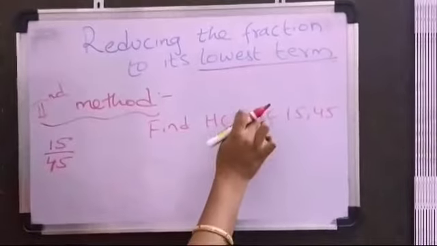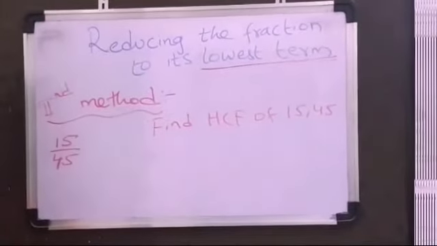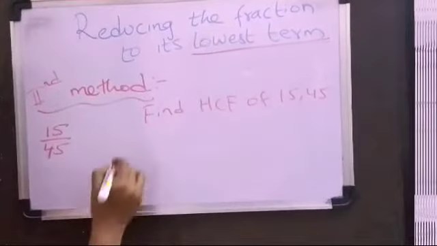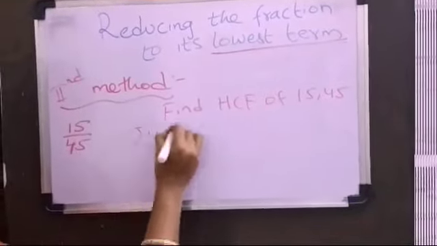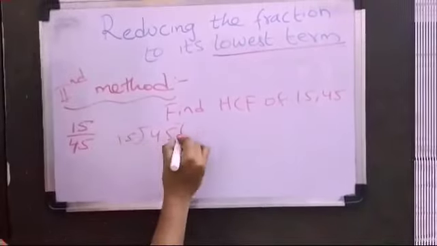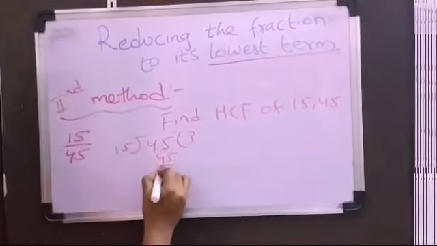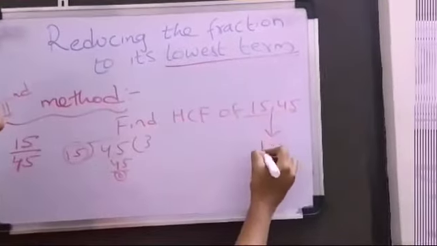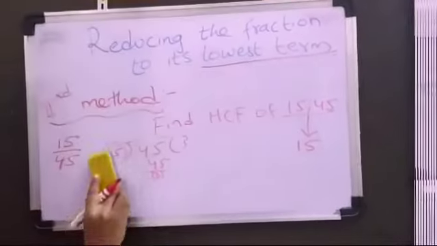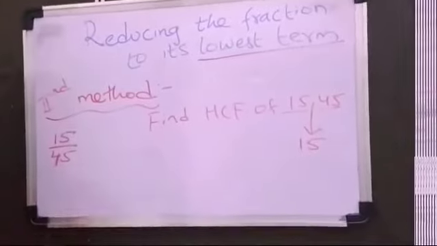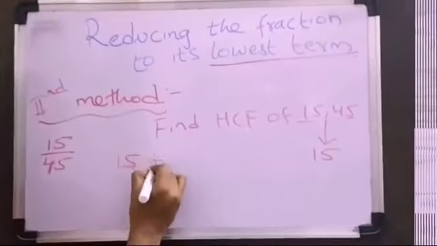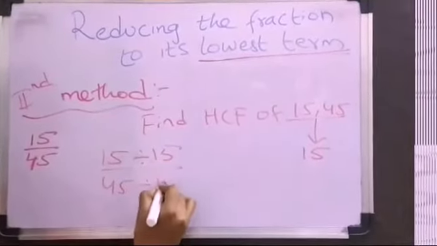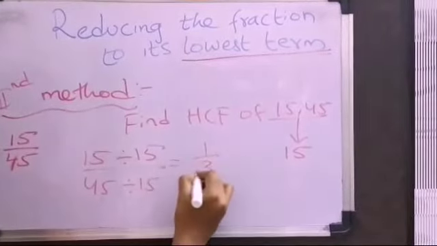Whichever method you are comfortable with, you can use to find the HCF of 15 and 45, because we have studied 3 methods. I'll use my division method. 15, 3 is a 45. So my HCF is 15. So the HCF of 15 and 45 is 15. Now take the fraction and divide the numerator and the denominator directly by 15. That is 1 by 3.